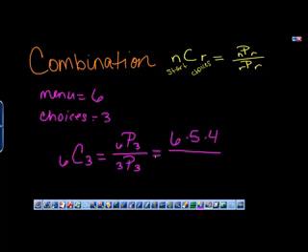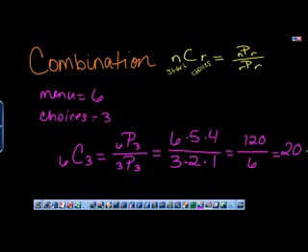Then we'll divide that starting with 3. For the first time we'll get 3, then 2, then 1. 6 times 5 is 30, times 4 is 120. 3 times 2 is 6, times 1 is 6. Divide that out, and we get 20. There are 20 options of a menu of 6 things if we choose just 3.